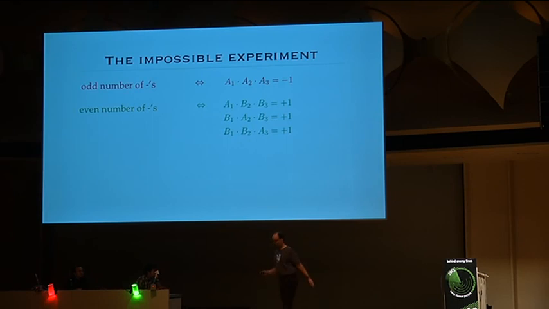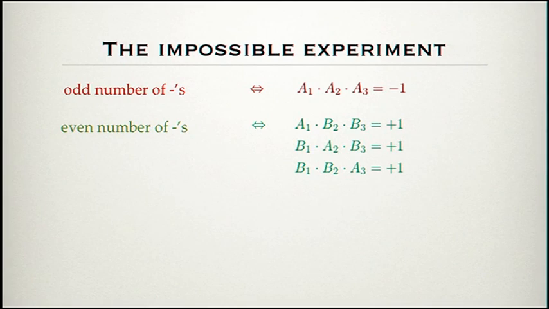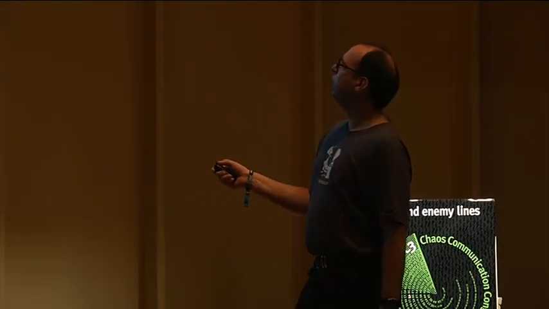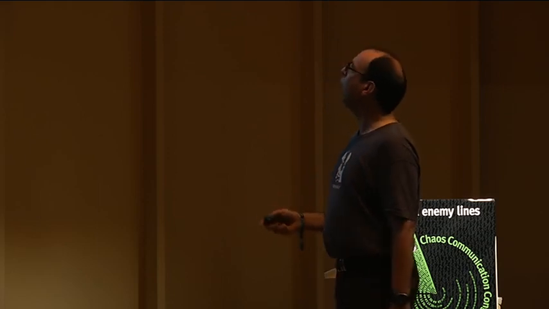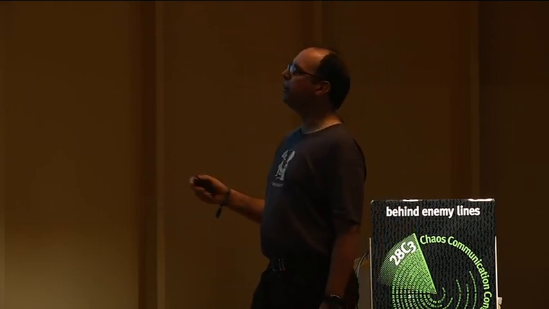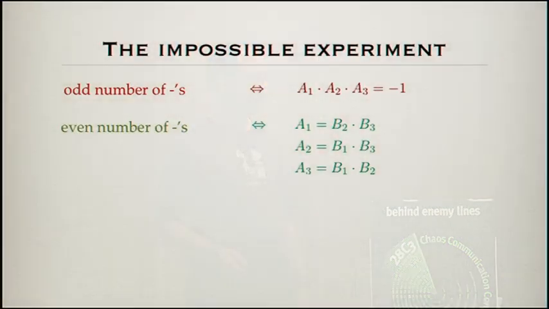Okay, so let's formalize this. Now comes the math. When I measure three A's, I have an odd number of minus signs. So if I call the variables A1, A2, A3, this just means that the product A1 A2 A3 is -1. And similarly, for an even number of minus signs, the product of one A and two Bs is +1. That's what I just said, or in the other two combinations. Now if A1 times B2 times B3 is +1, and every variable is either +1 or -1, I can say that's the same as A1 being the product of B2 times B3. Either A is plus, then the product has to be plus, or A is minus, and then the product has to be minus. That's pretty trivial, right?